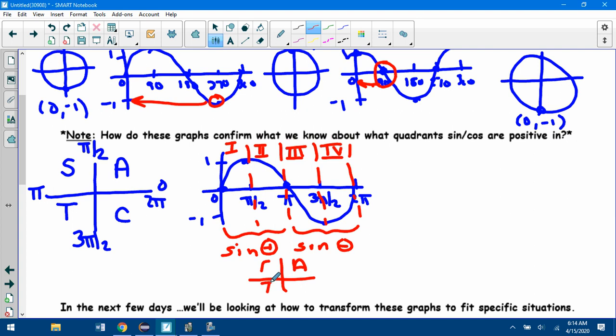Where is sine positive? Quadrants 1 and 2. That's what the graph is telling me. Quadrants 1 and 2, between 0 and π, sine is positive. Where is it negative? Quadrants 3 and 4, again, confirmed by the graph.